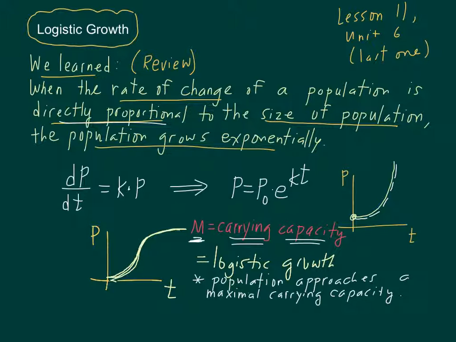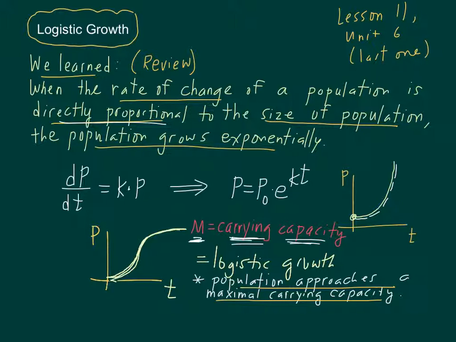So think of it as like a room that has a maximum capacity. There's only so many people that are allowed in that room. So it's the idea that if we're talking about population, our population approaches a maximal carrying capacity. So it's only going to grow to a certain point, and then it's going to level off.